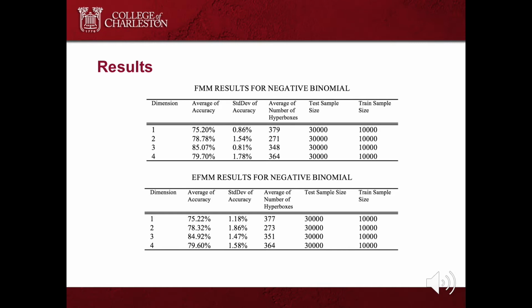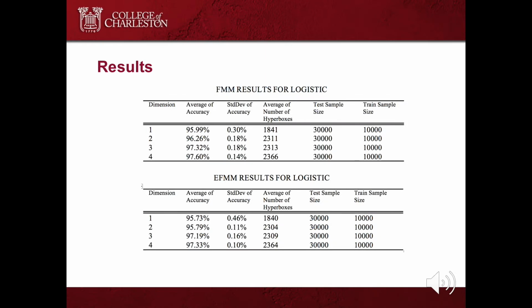You can see that for the negative binomial, our results hovered from 75% to roughly 80% accuracy. You can also see the standard deviation of our accuracy measures. Here you can see our results for the logistic distribution. For logistic, we recorded the best results among the 5 distributions that we studied, and the accuracy rates for logistic hovered from 95 or 96% to 98% accuracy, which was very high. You can also see that the standard deviation of the accuracies was very low.